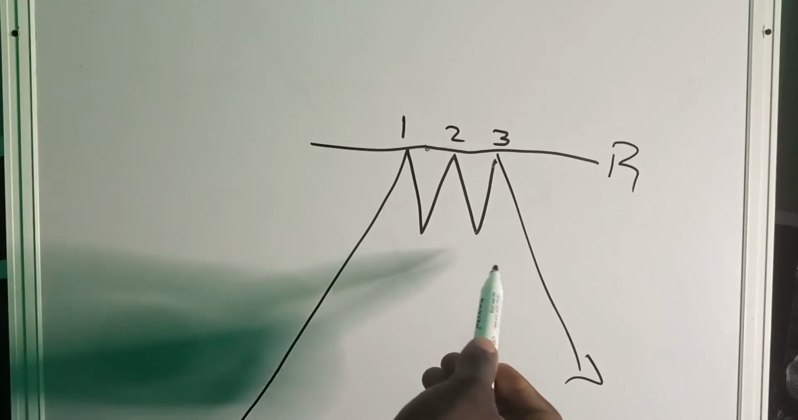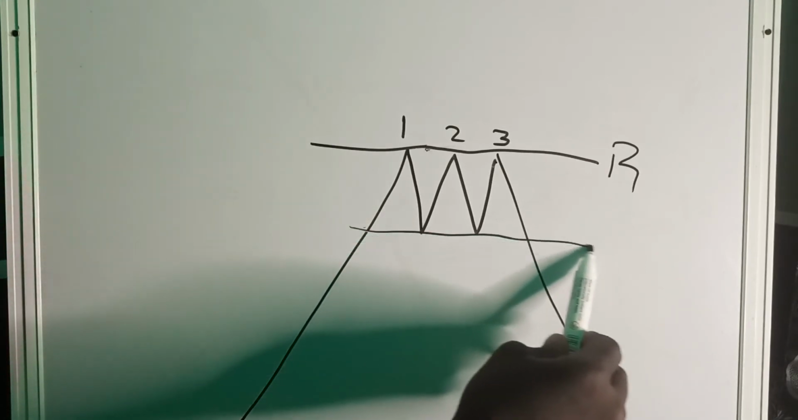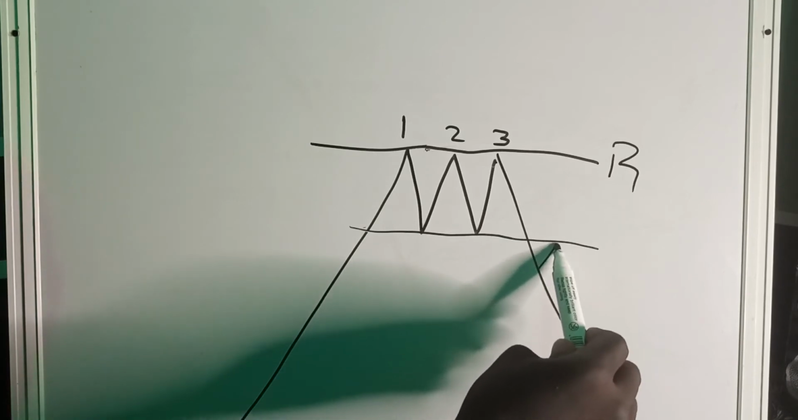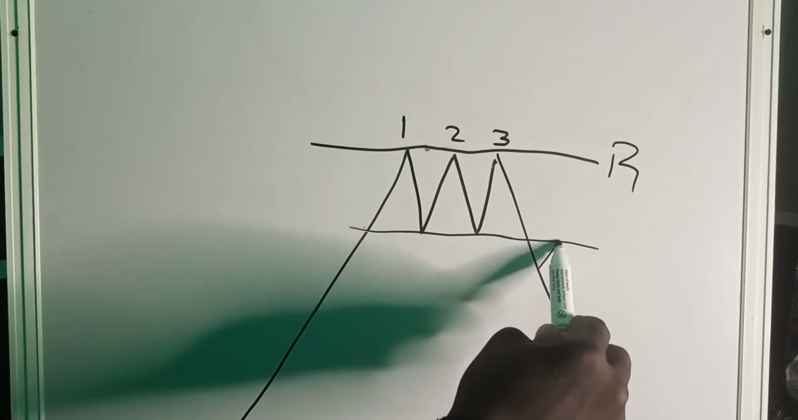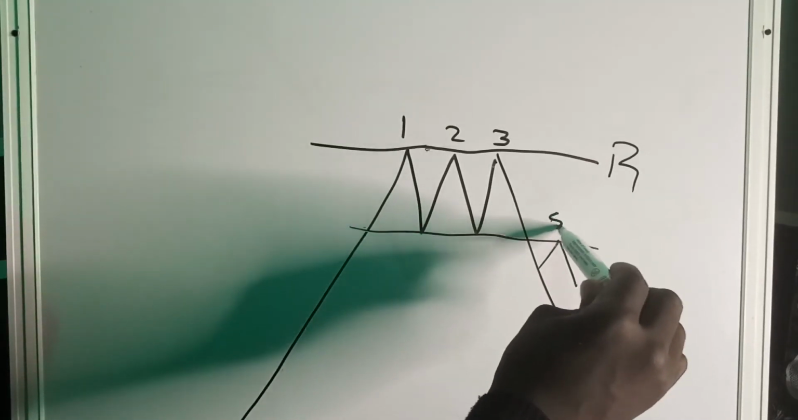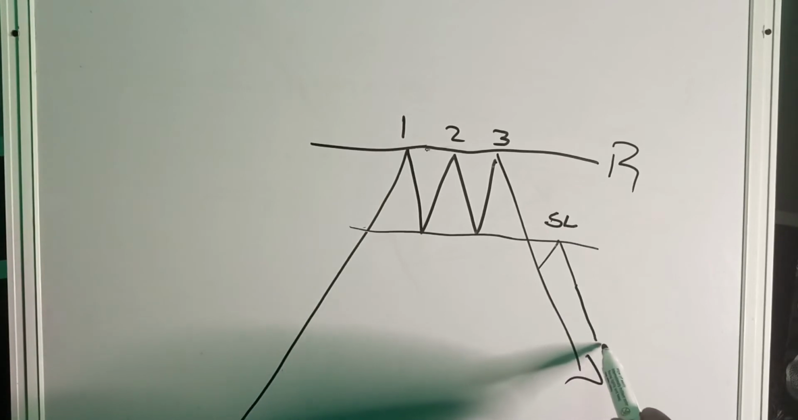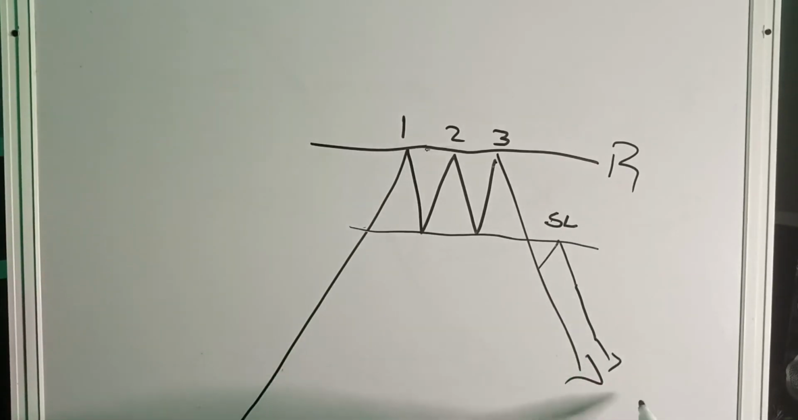How to trade this: you can wait for the price to break below this support level. After it's gone back for the retest, then you sell. You place your stop loss above this resistance, and then you take profit at the nearest support level.